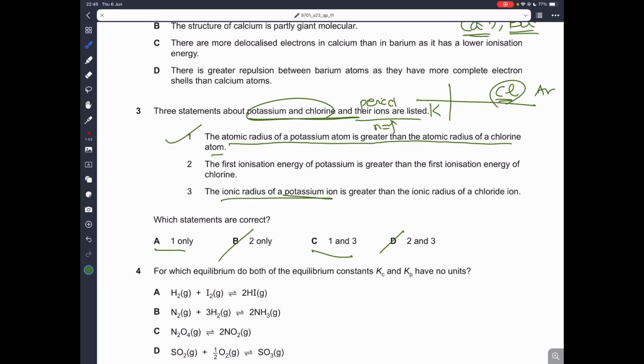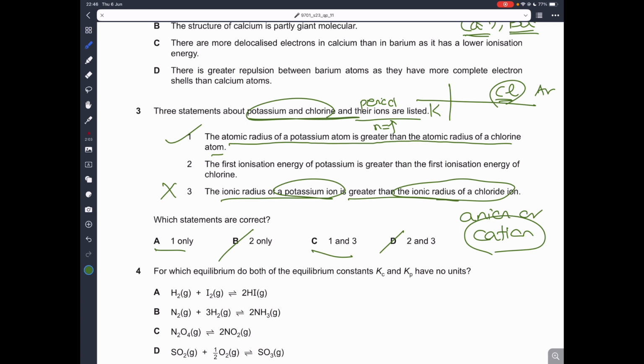The ionic radius of potassium ion is greater than the ionic radius of chloride ion. Now, this is obviously wrong, because when you compare any anion and cation, a cation will always be smaller. The ionic radius of a cation, in other words a metal ion, like sodium ion, potassium ion, barium ion, magnesium ion, compared to an anion, such as a chloride ion, bromide ion, or iodide ion, will always be smaller.